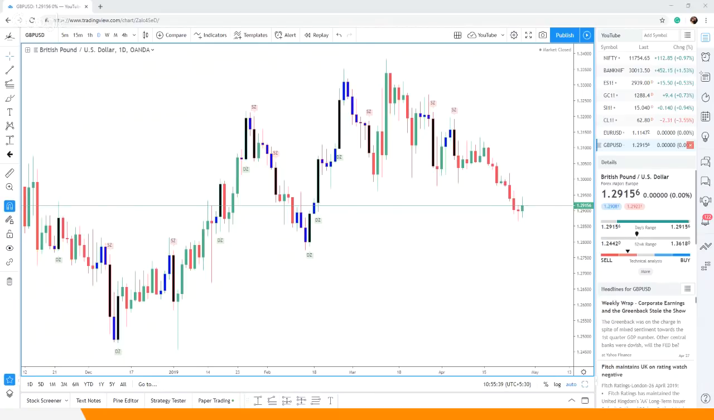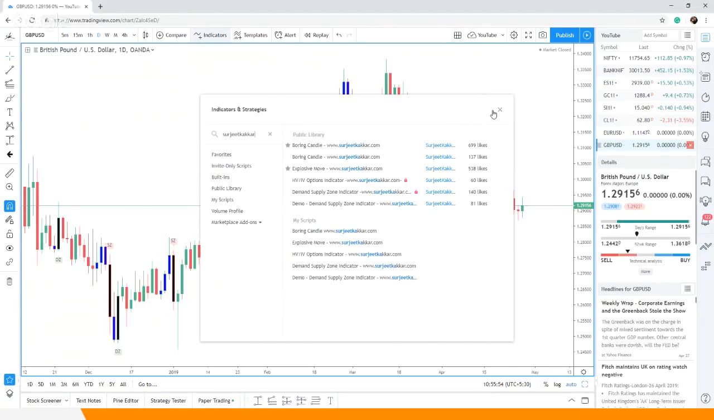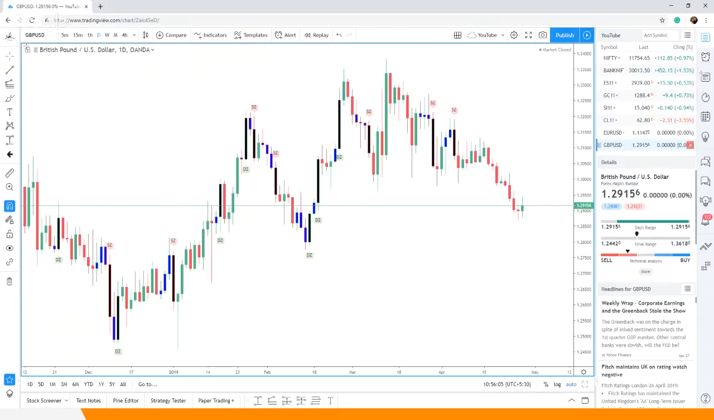All right, thank you. In the demo session, the demand and supply zones indicator settings are not changed, so we can't see the leg up. Yes. If you search for Surjit Kakkar in the indicator list, we have two indicators. One is the demo, and the other one is the demand and supply zone indicator. Now, the demo version has restrictions. You can only use the demo version on the daily time frame. Can you see if I remove this one, it doesn't mark. Okay, I'm already on the daily time frame.